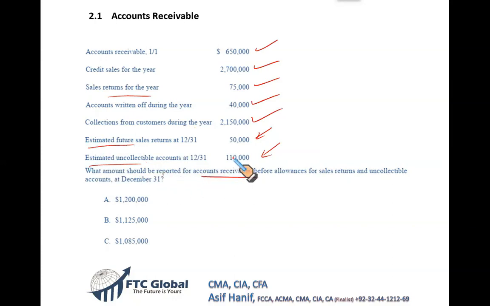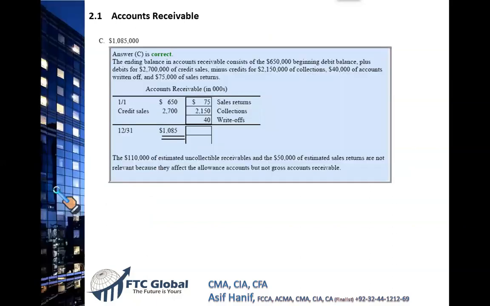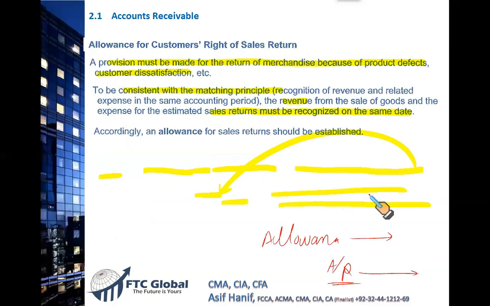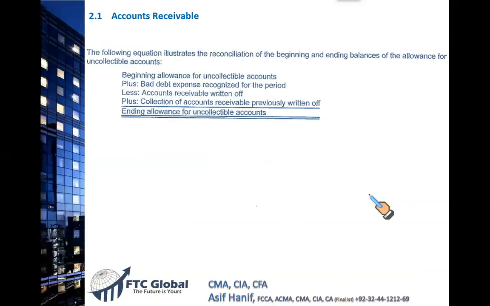Remember, accounts receivable shows the actual sales return and the actual bad debt. These estimates don't appear in the customer's account. I'm sure you would have noticed this one. Let us draw up the account and then I will show you how it works. This is your total accounts receivable. Let me take you back to show you what exactly I mean here.